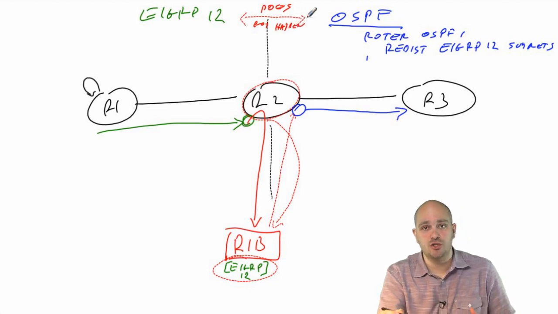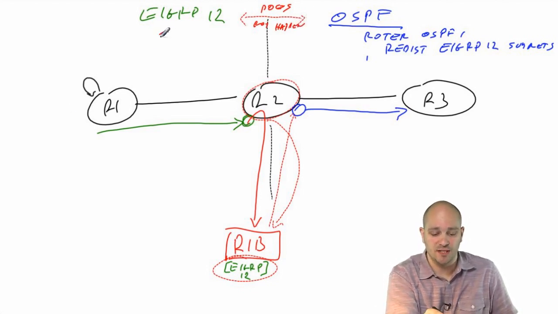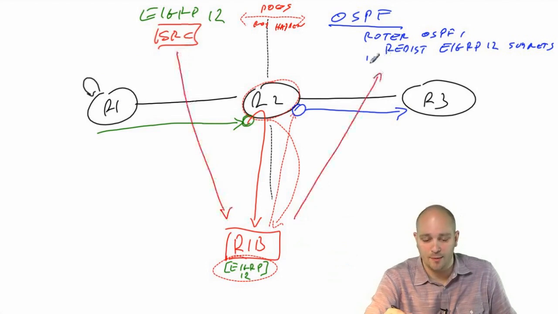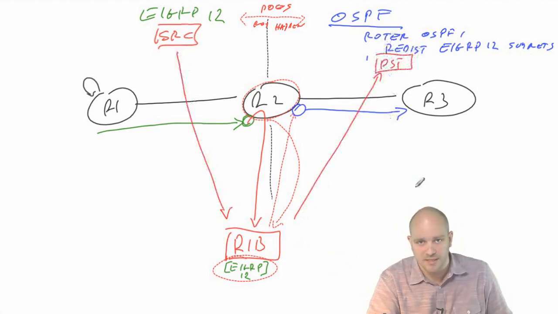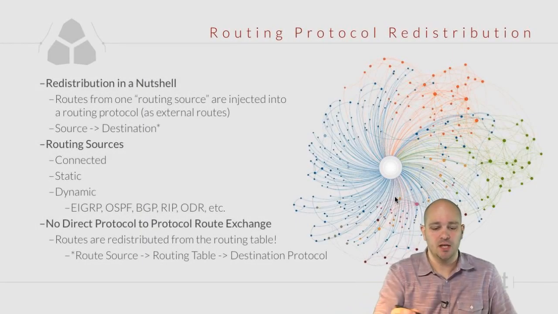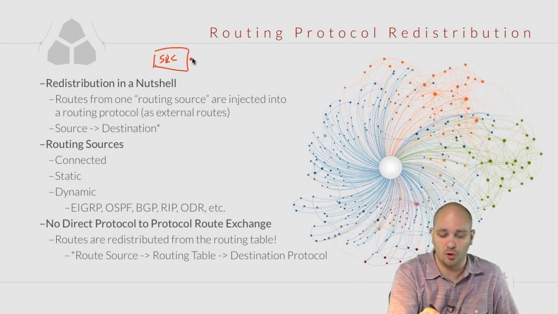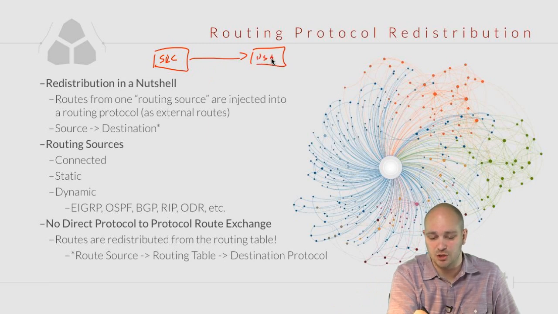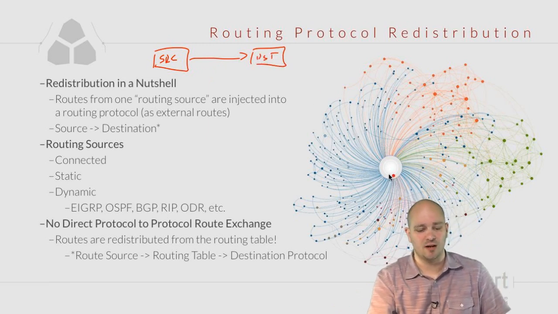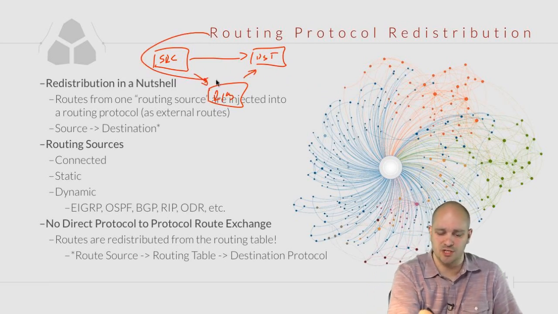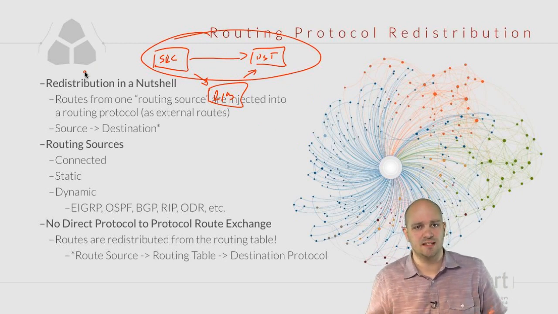The only exchange of routing was from the source, so this was still the source protocol that inserted the routes into the routing table, and from the routing table we had routes injected into the destination protocol database. Essentially, in the end we had the routes from some source protocol injected into some destination protocol. So you might be thinking to yourself, why do we have to bring this routing table into the mix? Isn't it easier to just think of redistribution in these terms here?